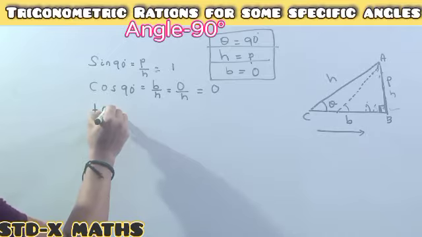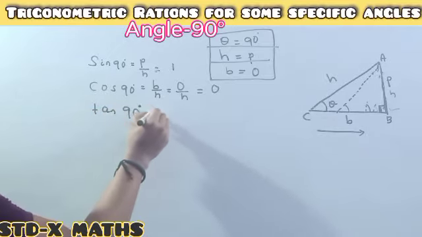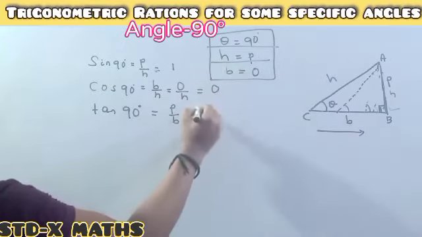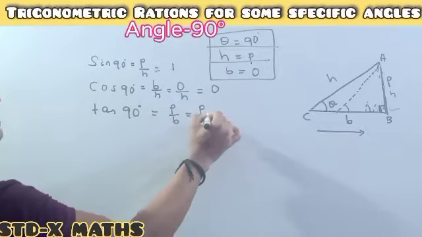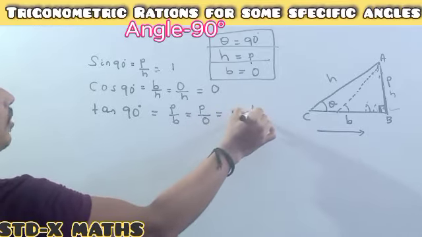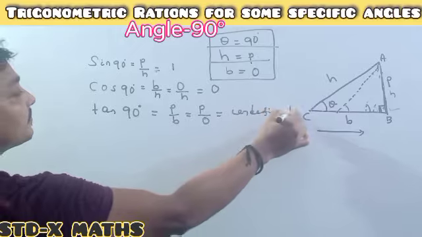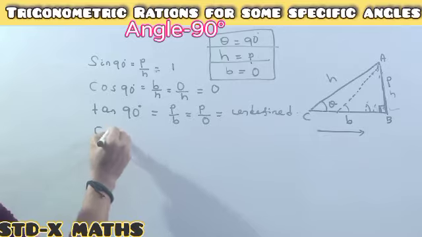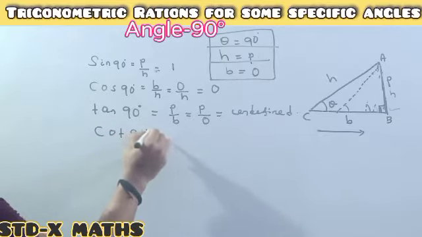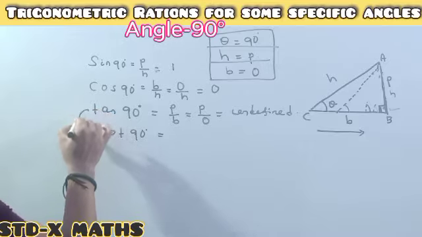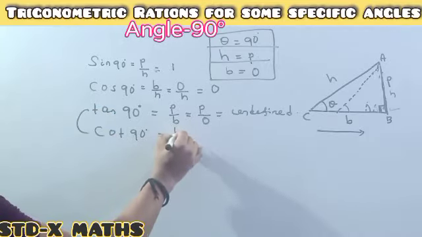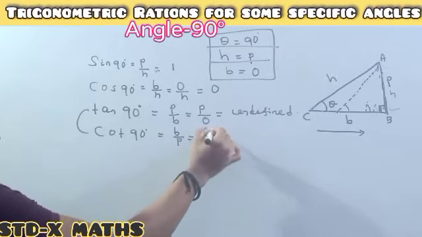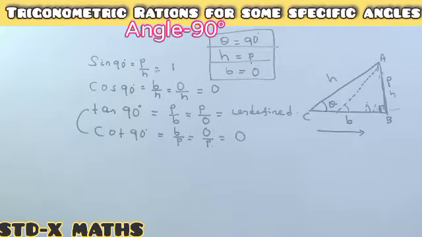Then tan 90 degrees is P divided by B, and here P is non-zero and B is 0. So the result will be undefined. Understood? Tan is undefined. Then cot 90 degrees: tan is P by B, cot is its reciprocal, B by P. B divided by P, and here B is 0, P is non-zero, so 0 divided by non-zero, the result will be 0.